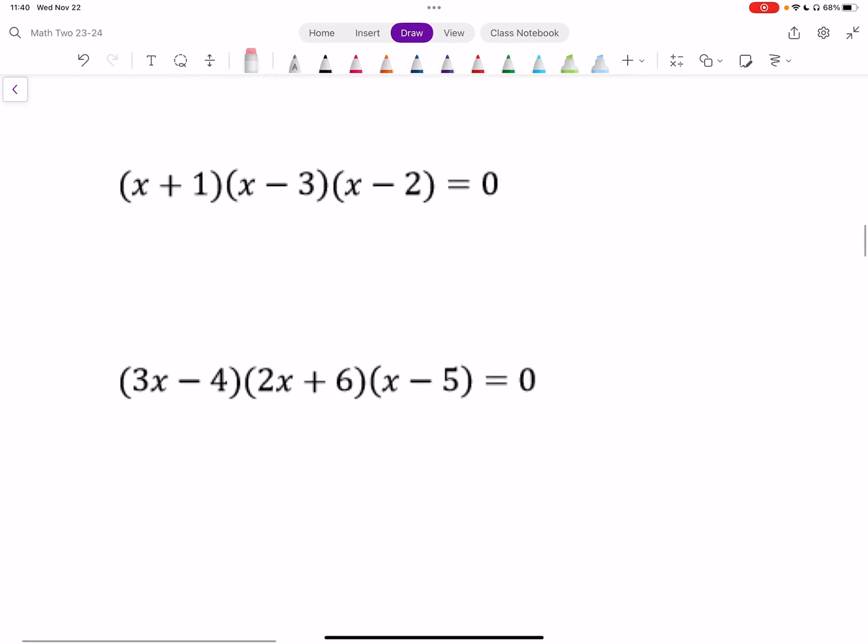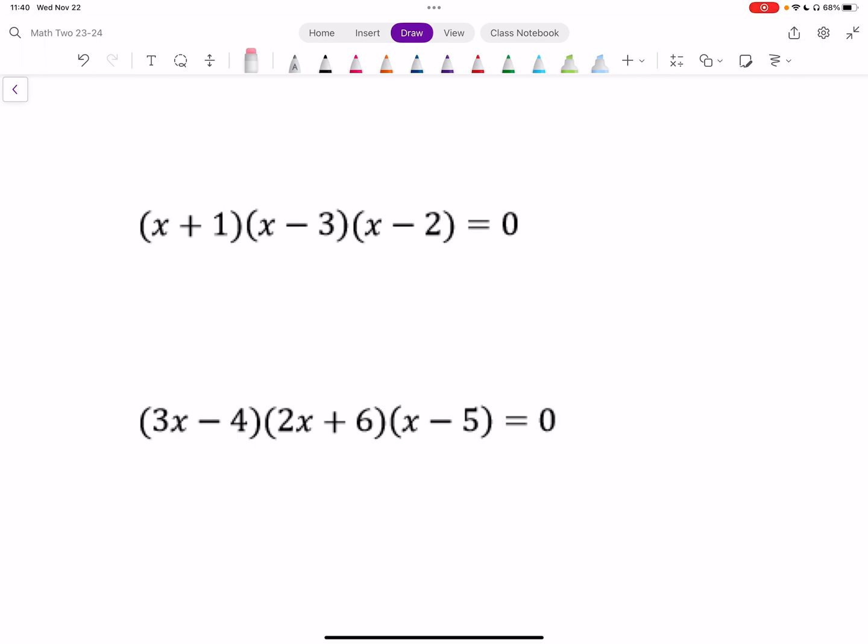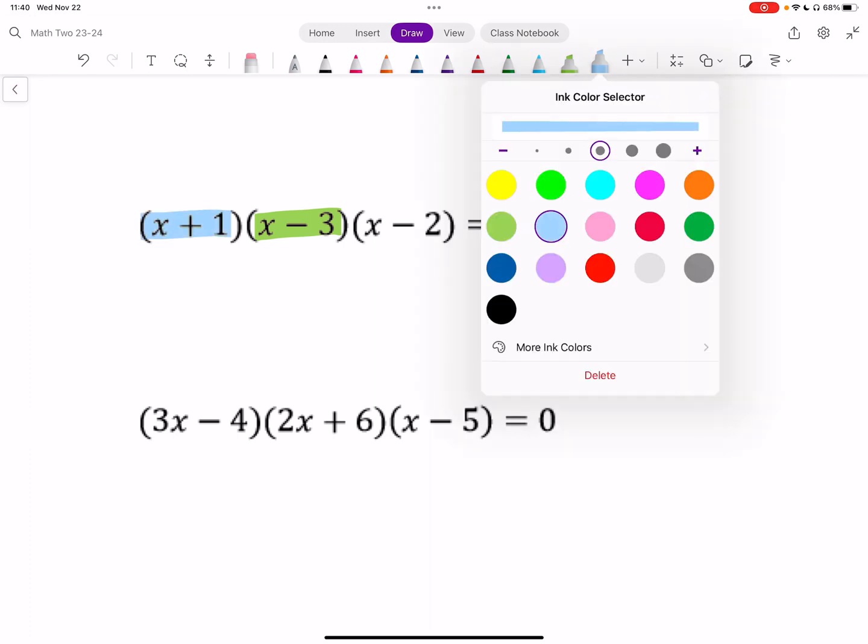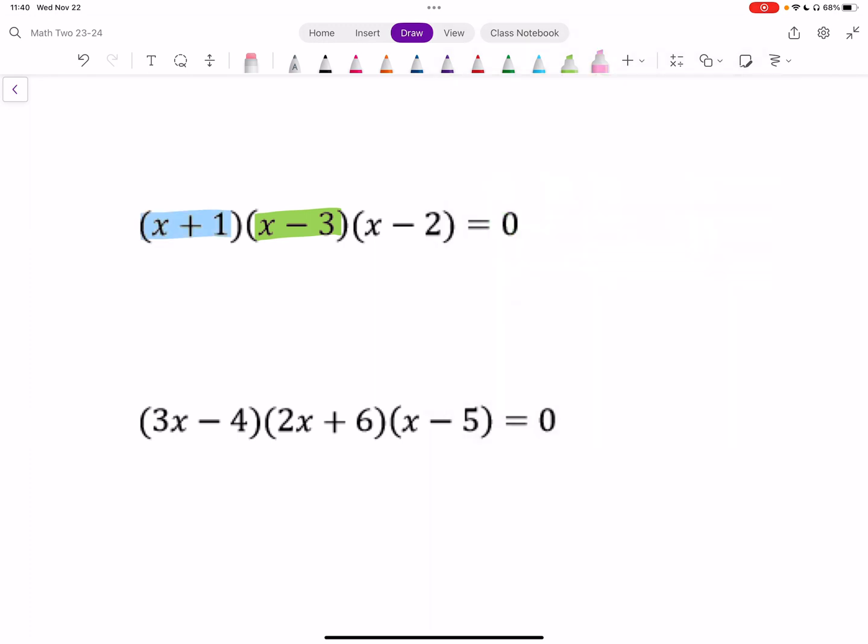Go ahead and take a look at this next one. You'll notice here we have now 3 polynomial equations. So we have 3 factors. We have one polynomial equation with 3 factors. So we must set each factor equal to 0, regardless of how many there are.